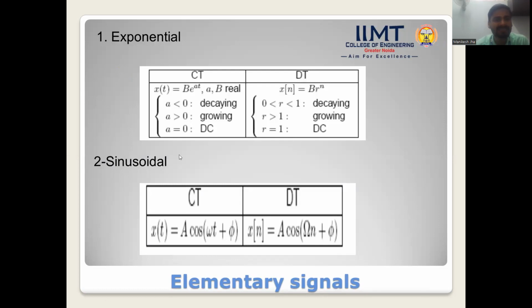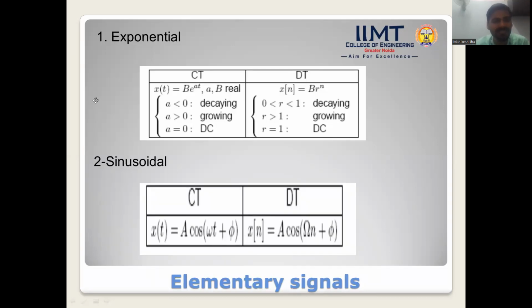So next is the types of signals. There are different types of signals. First, the exponential signals, in continuous time and discrete time. An exponential signal is in terms of e to the power of something. We take x(t) = b e^(at), where a and b are real. If a is less than 0, it is a decaying signal. If greater than 0, a growing signal. If it is equal to 0, then we get the DC signal.